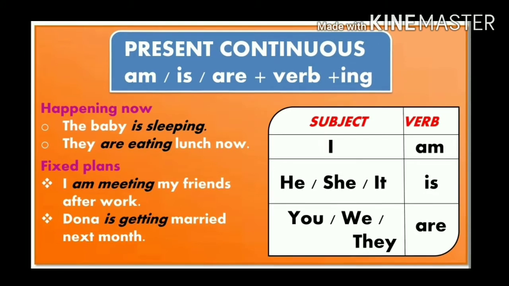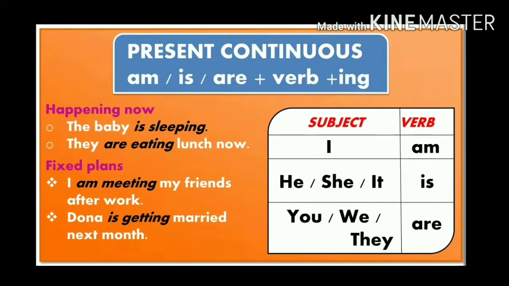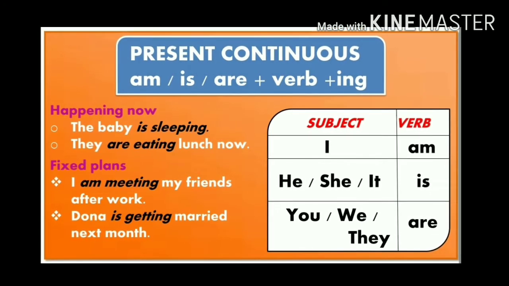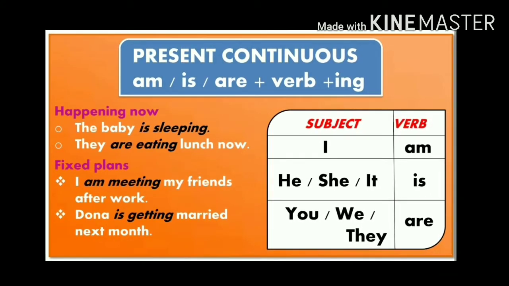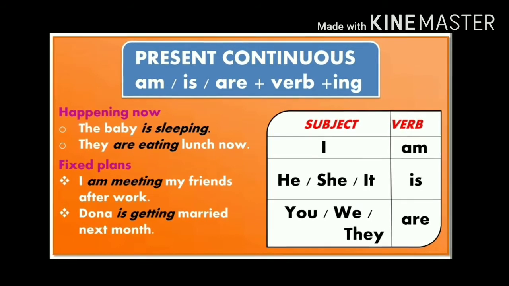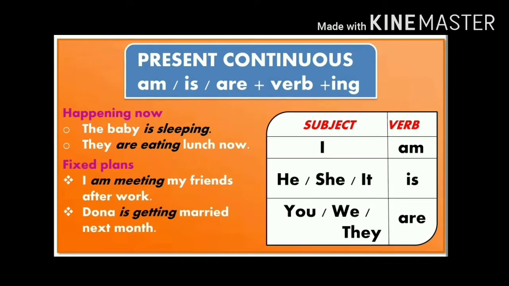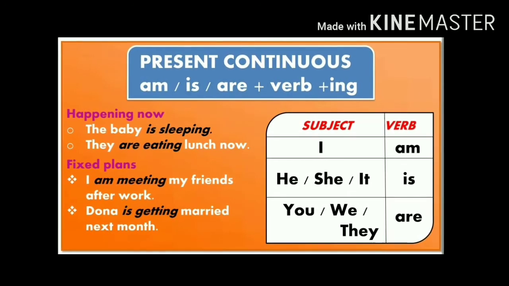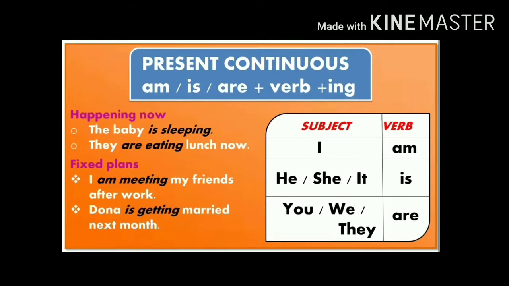Look at the tabular column. For the first person I, we have to use am. For the third person he, she, it, we have to use the verb is. For the subject you, we and they, we have to use are. That is, for the singular persons, we have to use is. For the plural persons, we have to use are, except first person I. For the first person I, we have to use am.